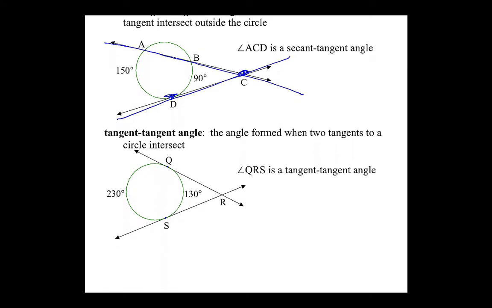You could also have two tangents run into each other, such as tangent QR and tangent SR, which are going to run into each other at point R, again, outside the circle. So we do call them tangent-tangent or secant-tangent or secant-secant angles, but for the most part, all you need to understand is if these angles are created outside the circle, they all have the exact same relationship.